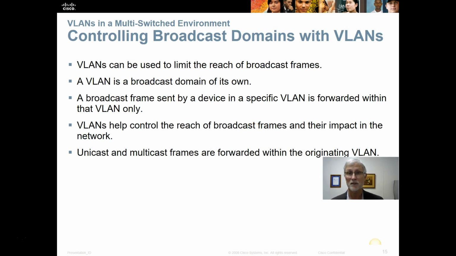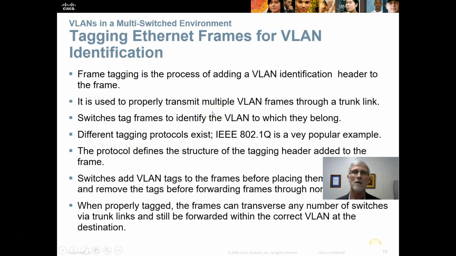So a VLAN can be used to limit the reach of broadcast frames. A VLAN itself is a broadcast domain of its own. A broadcast frame is only forwarded within the VLAN. And the VLAN can help control the broadcast frames and their impact on the network, less traffic and things like that. Unicast and multicast frames are forwarded only within the originating VLAN.